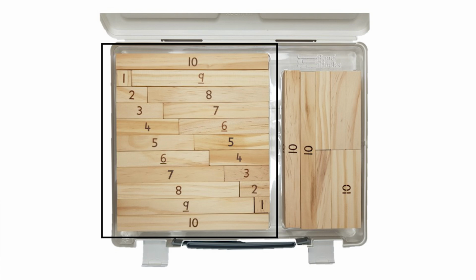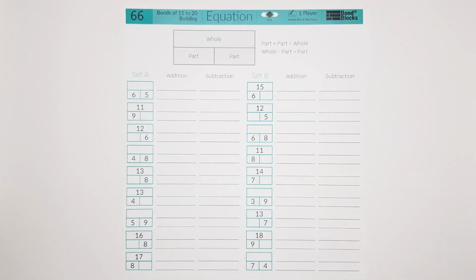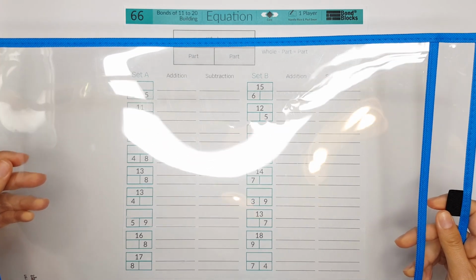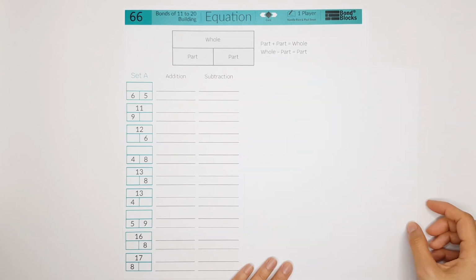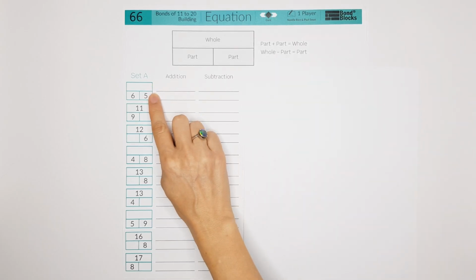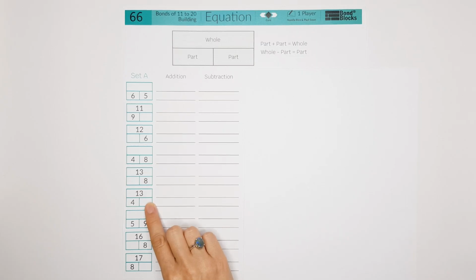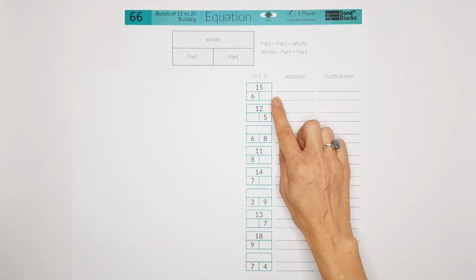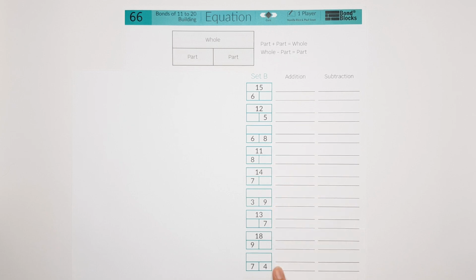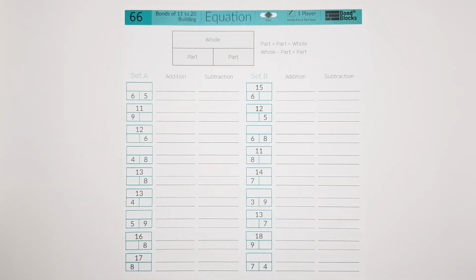Use the linear tens. If you have original boards, please remember to place them inside a write and wipe sleeve. There are 2 sets of activities on this board. Set A is slightly easier because the size of the holes gradually increase. Set B, the holes are in random order. Every 2-part bond on this board is different. They use different size holes between 11 and 20.